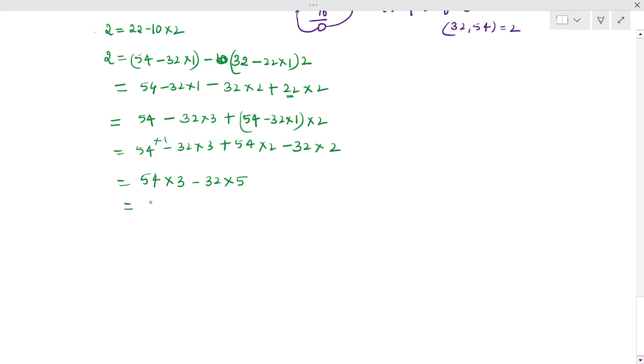Or write it in the reverse order: this is 32 into minus 5 plus 54 into 3. This is the same as 32x plus 54y. So we have expressed the GCD 2 as 32x plus 54y, where x is minus 5 and y is 3. So that's it.